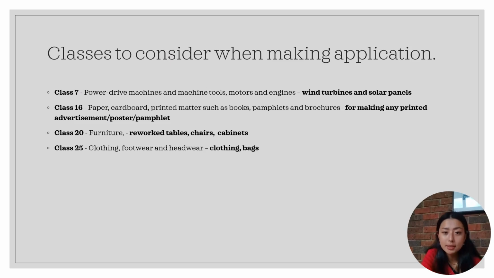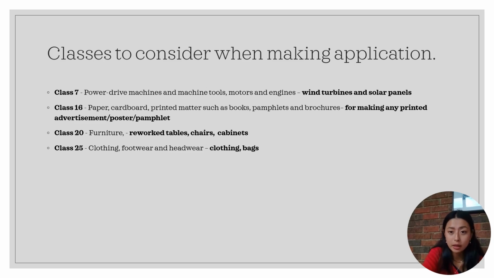Now, the classes to consider applying for when you make your application are listed below. So I've got Class 7, which is powered drive machines and tools. Now, you guys have an interest in making wind turbines and solar panels, and so this might be an important class for you to apply.